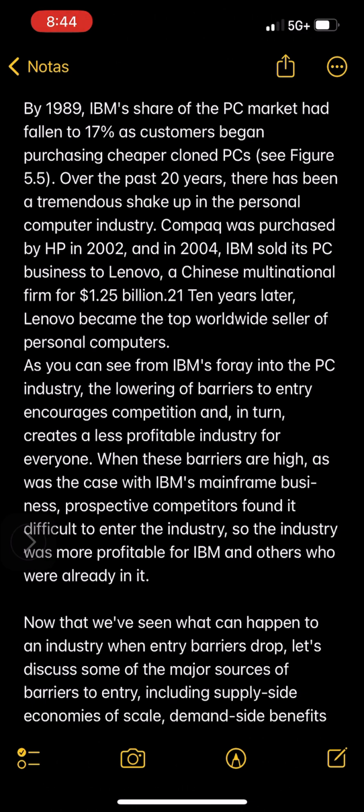See Figure 5.5. Over the past 20 years, there has been a tremendous shakeup in the personal computer industry. Compaq was purchased by HP in 2002, and in 2004, IBM sold its PC business to Lenovo, a Chinese multinational firm, for $1.25 billion.